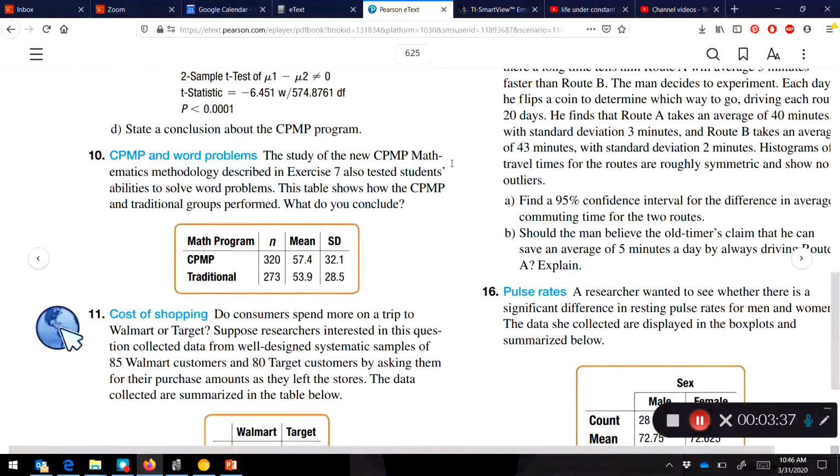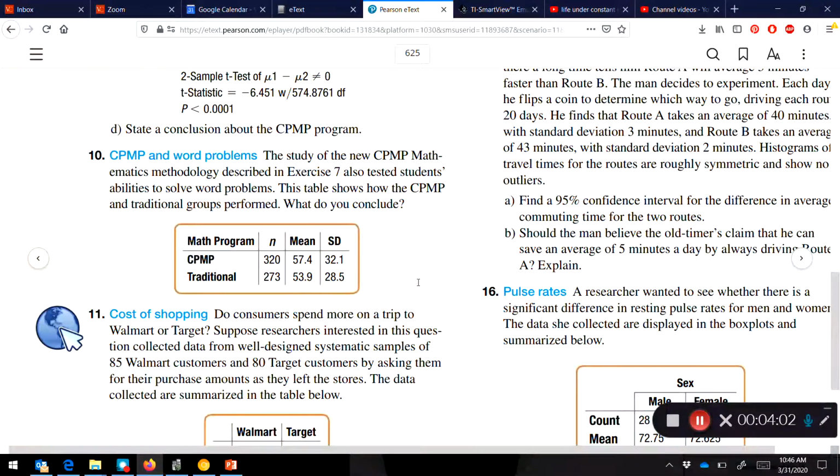Now, the next thing is the nearly normal condition. Well, with just the mean and the standard deviation, I can't really check to see if the data looks unimodal and symmetric. I don't have a graphical display, and I don't have the raw data where I could make my own. But look how big these sample sizes are, 320, 273.